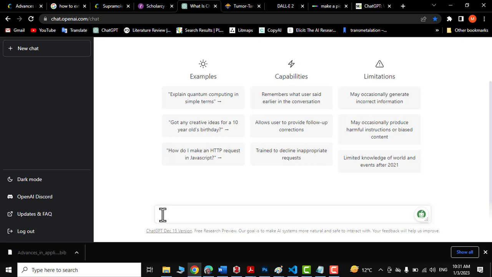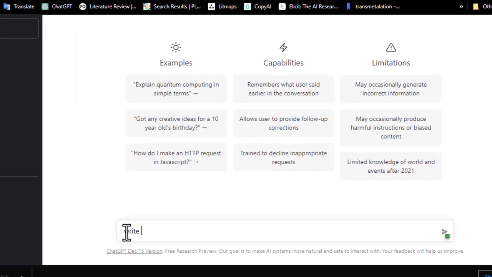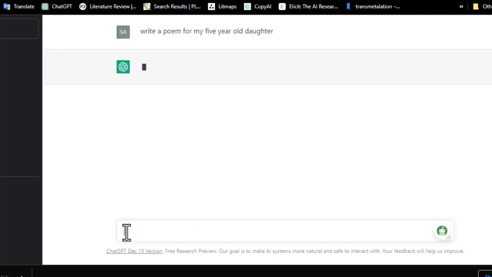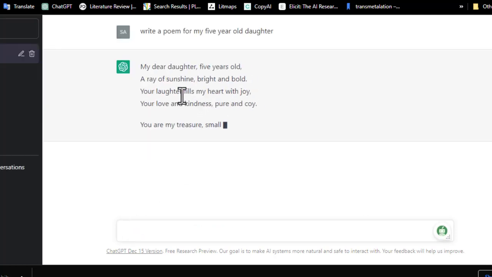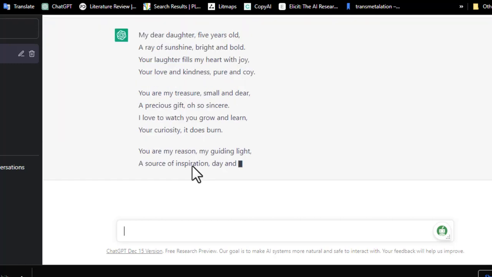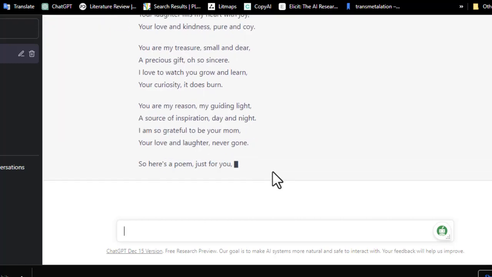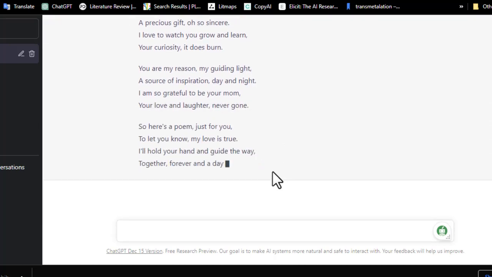It is a wonderful technology that interacts with us in a human way, in such a way that you cannot recognize whether the answers given are that of a human or they have been put out by a computer. Let me show you. I'm asking it to write a poem for my 5-year-old daughter. Write a poem for my 5-year-old daughter. And here we go. You can see it's doing what could have taken me hours and hours. And it has done it in no time.